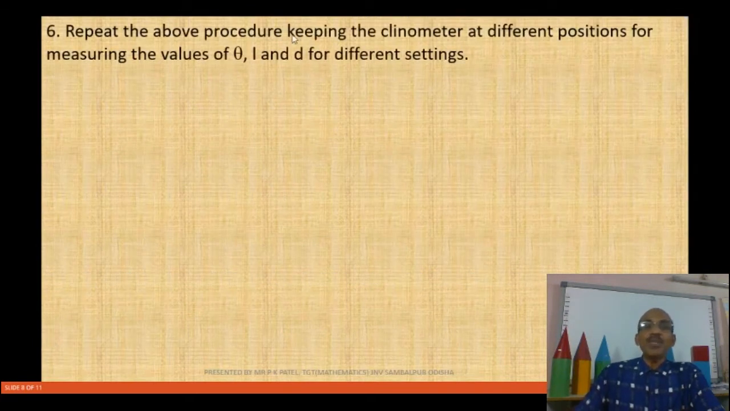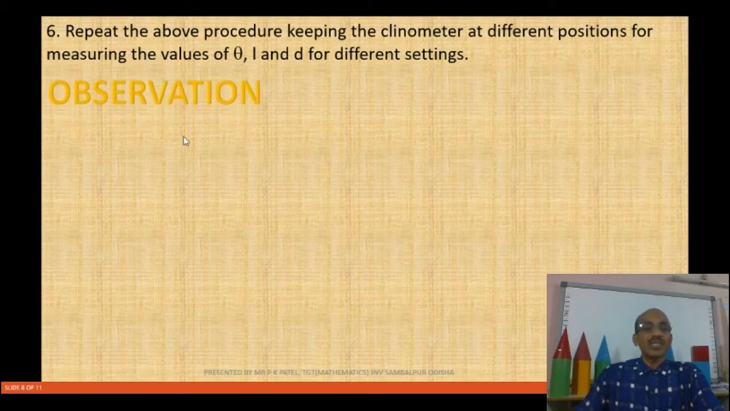Repeat the above procedure, keeping the clinometer at different positions for measuring the value of theta, L and D for different settings. We have to measure these three variables theta, L and D, where L is the height of the center of the clinometer from the ground and D is the distance from the building to the clinometer.